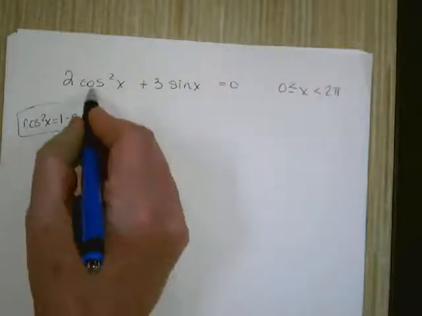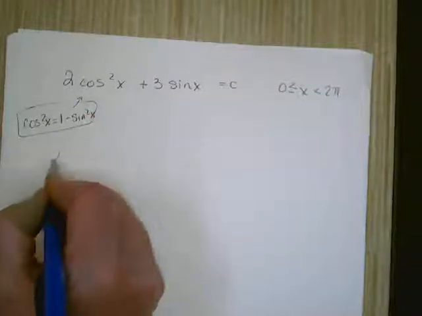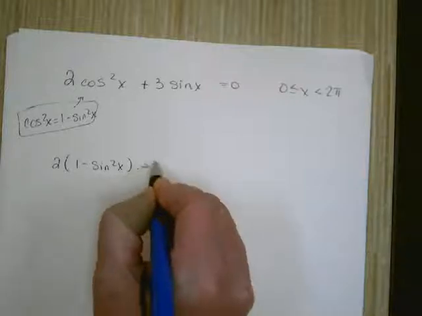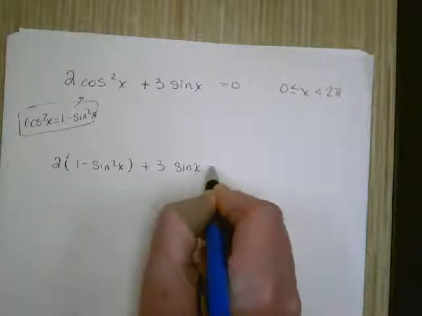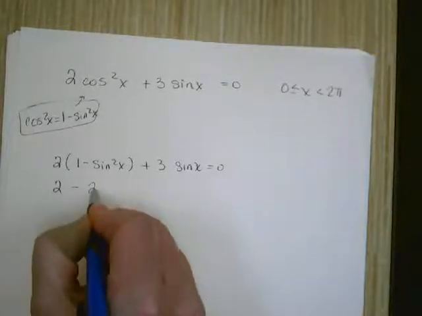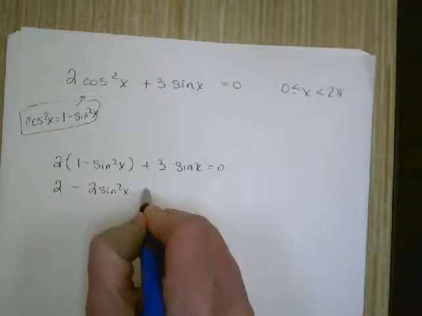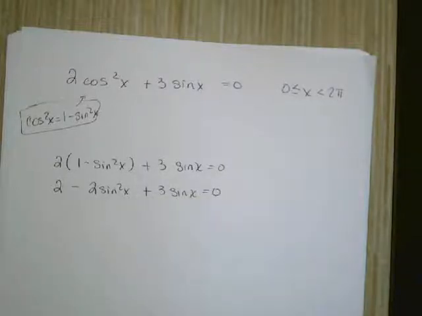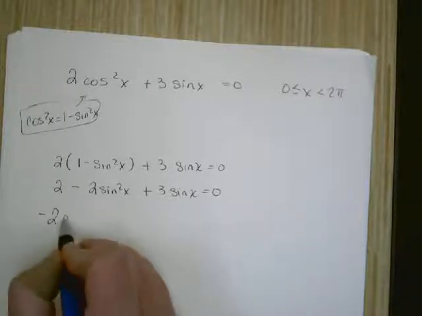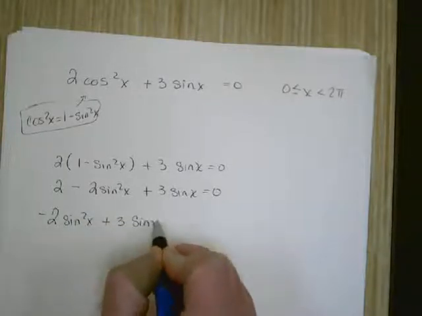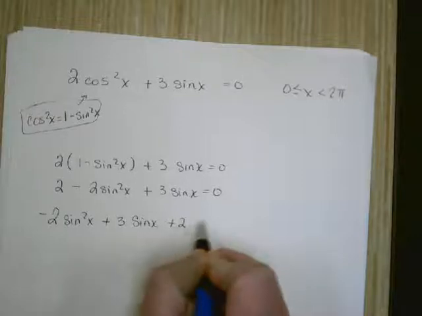I'm going to take the cosine out and put this in its place. So it's going to say 2 times 1 minus sine squared x plus 3 sine x equals 0. I'm going to distribute and clean this up. It says 2 minus 2 sine squared x plus 3 sine x equals 0. I want to arrange it so that it looks like a quadratic. So it's going to say negative 2 sine squared x plus 3 sine x plus 2 equals 0.